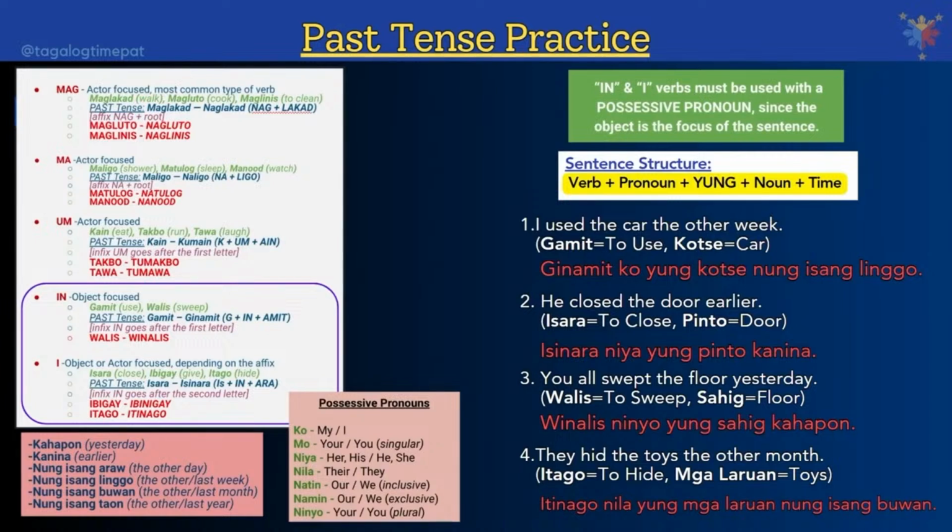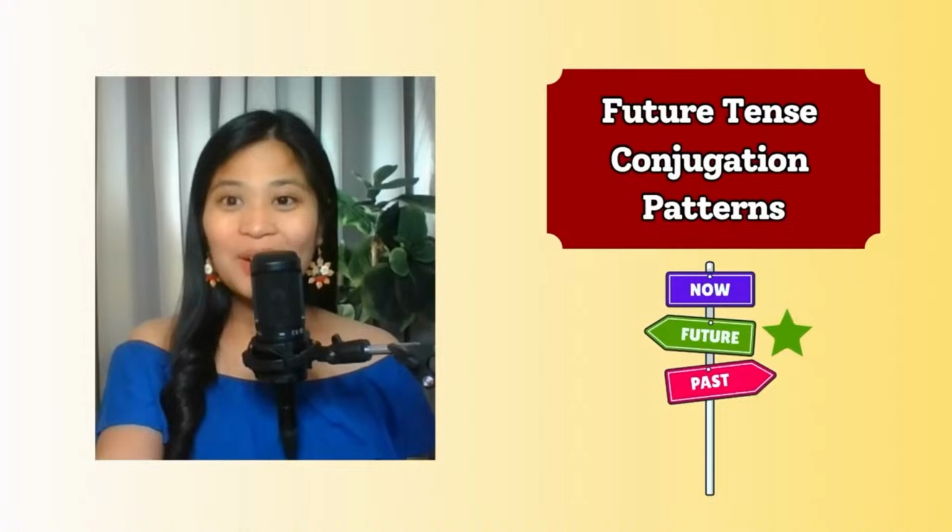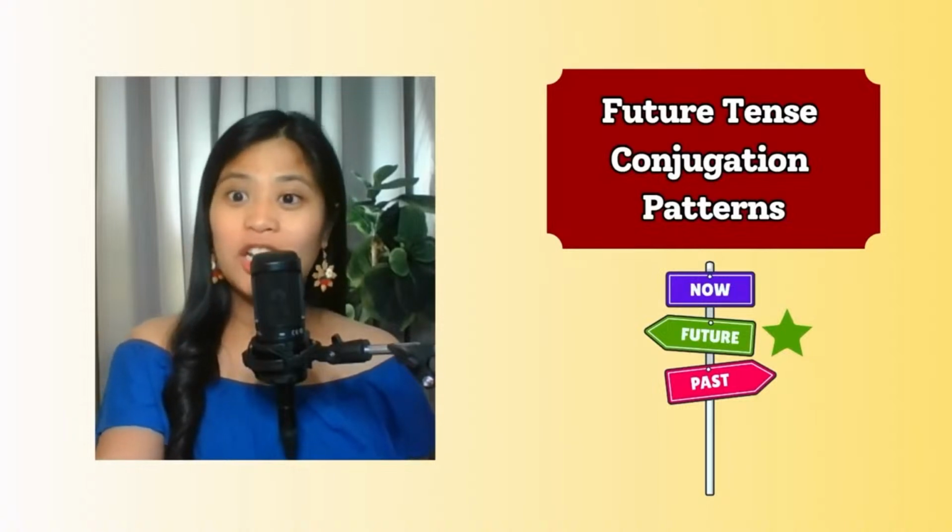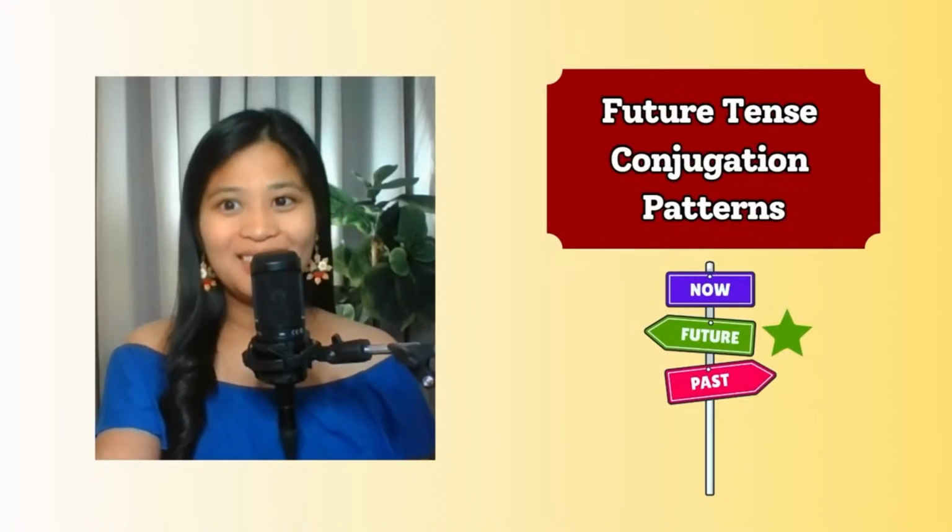All right, so these are just some examples of how to use the past tense conjugation patterns that we learned and how you can plug in all the vocabulary that you learned into this simple sentence structure. Alrighty, now let's jump right into the future tense conjugation patterns of these verbs.